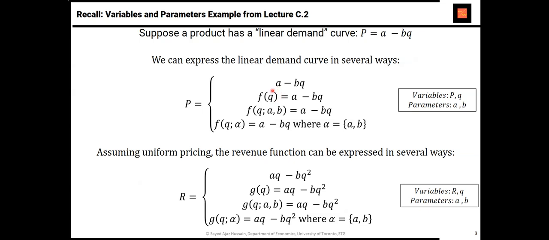So just to remind you, if I say f of q, it means that you're emphasizing price depends on quantity, and you're sort of subsuming the role of parameters A and B. But if you want to highlight the role of parameters A and B, you will then write it as a function of quantity, semicolon, the parameters A and B. Same thing with revenues. You can express them in terms of Q or Q and the parameters A and B.